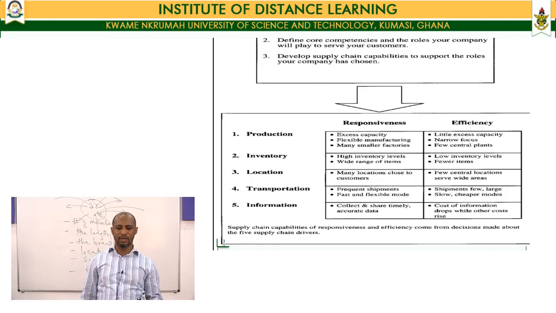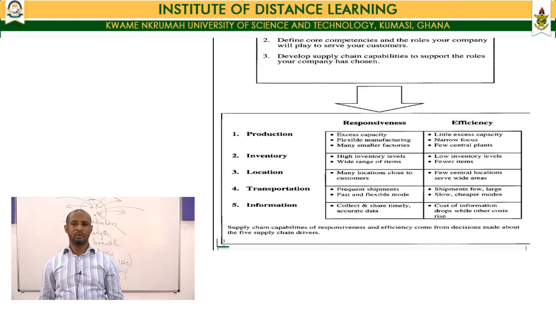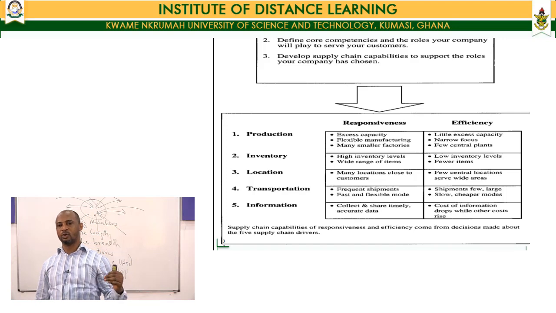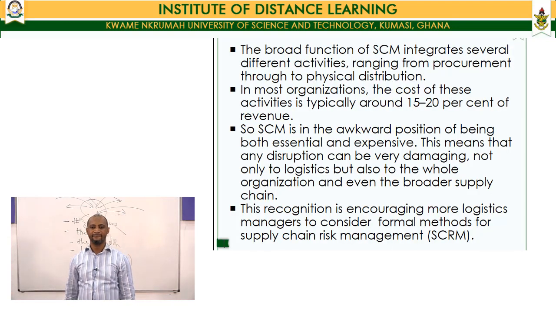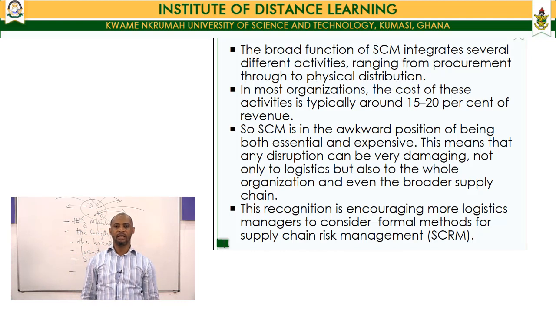So, in a nutshell, we say that supply chain capabilities of responsiveness and efficiency come from decisions made about the 5 supply chain drivers. The 5 supply chain drivers: production, inventory, location, transportation, and information. Many times we add facilities to inventory or to production. And then, in a broad sense, we say that the broad function of the supply chain integrates several different activities ranging from procurement to physical distribution.